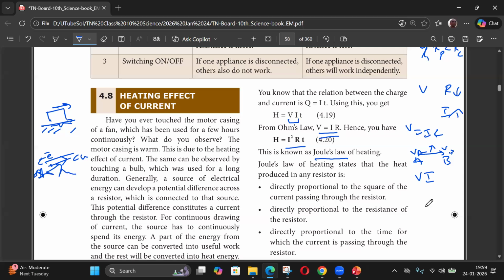That's how a water heater works. You have a resistance coil, current is passed. So this resistance value is there. Because of that, I squared R into T will go and heat the surrounding water.